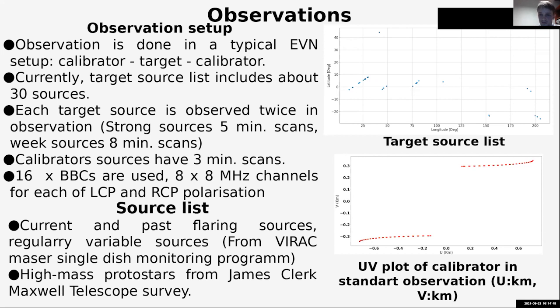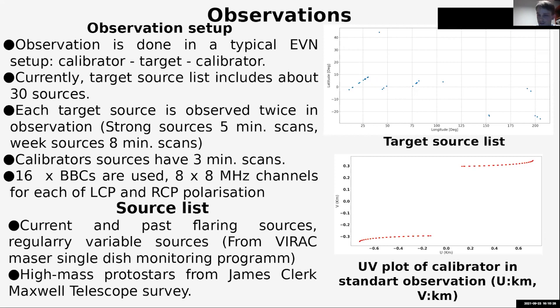So our source list comes from 2 parts. First is the VIRAC single dish monitoring program that Vladislav was briefly speaking about, and we also see some results in Artist's presentation. If there are some interesting sources that are very variable, we include them in our target sources. The main list of our target sources comes from high mass protostars from the James Clerk Maxwell Telescope Survey.